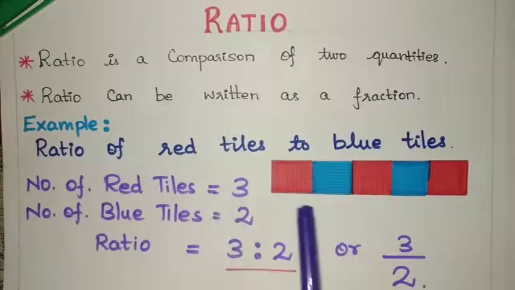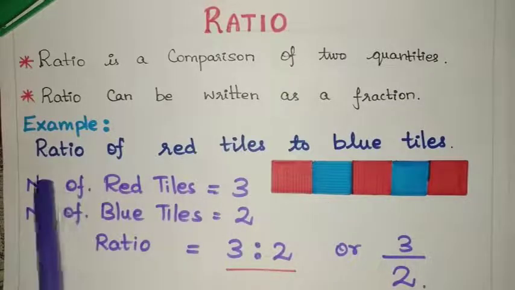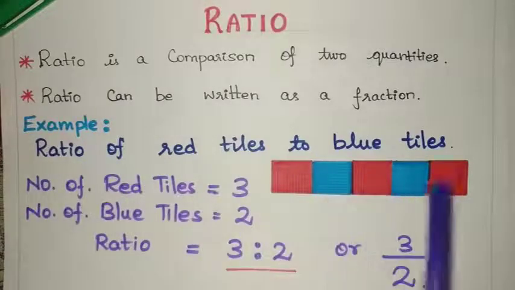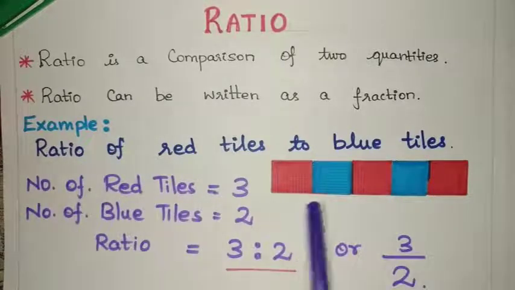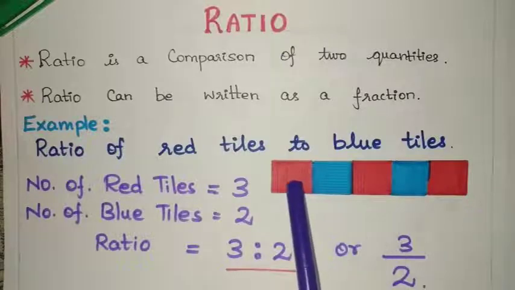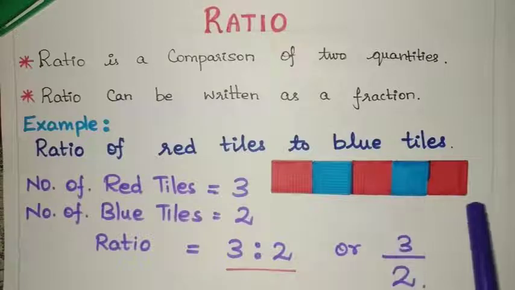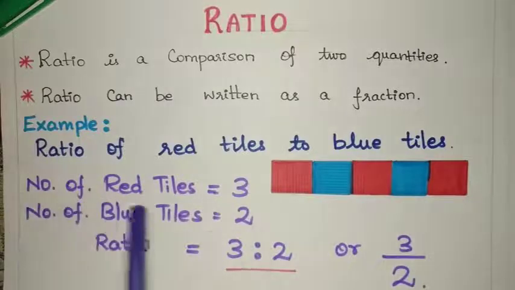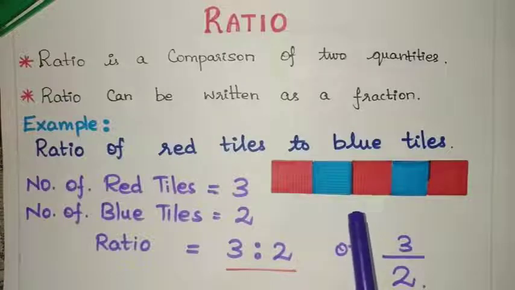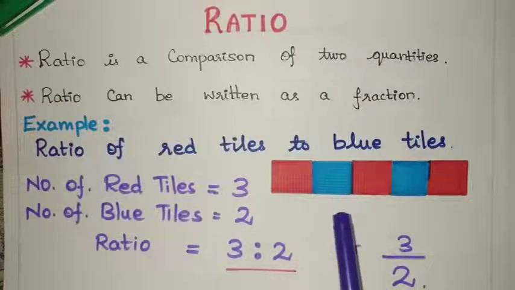Here red and blue tiles are there. So we have to find the ratio of red tiles to blue tiles. Let's count. How many red tiles are there? Yes, 1, 2 and 3. So the number of red tiles is 3. How many blue tiles are there? Yes, very good, 2. 1 and 2. So the number of blue tiles is 2.